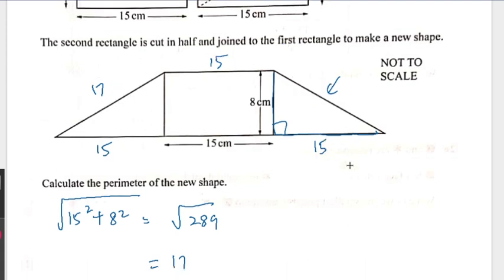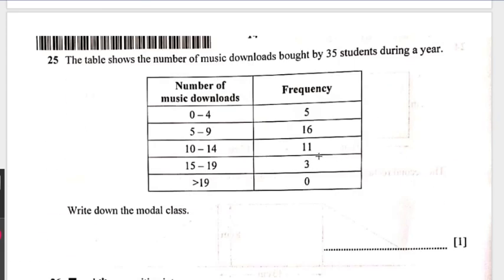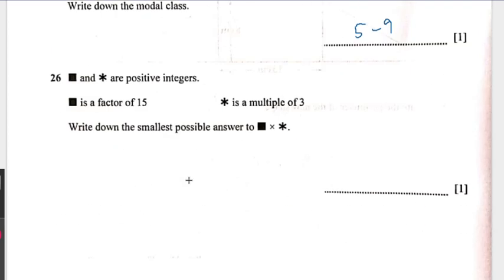That's why. Okay. Next one, write down the modal class. Modal class means mode, okay? So you should look for the highest frequency, which is 16. So you see, the modal class is 529. Simple as that.